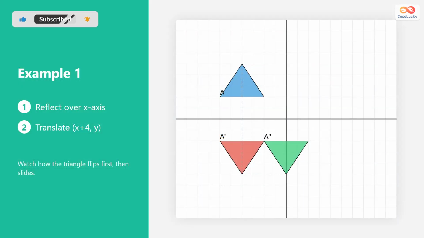Let's look at a concrete example. Suppose we want to reflect a triangle over the x-axis and then translate it 4 units to the right. First, we flip the blue triangle to get the red one. Then, we slide the red triangle to the right to get the final green one.